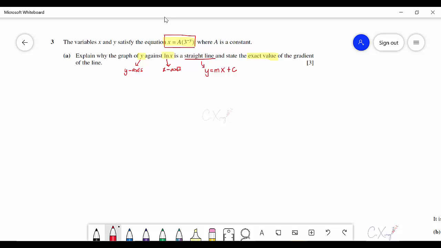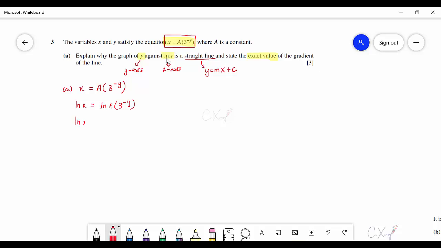Okay, all right, so we will start from our original question here. x equals a times 3 to the power of negative y. From here you see that they are having ln x, so what I want to do is separate everything out. So I take ln for both sides. I'm having ln x equals ln of a multiplied with 3 to the power of negative y.